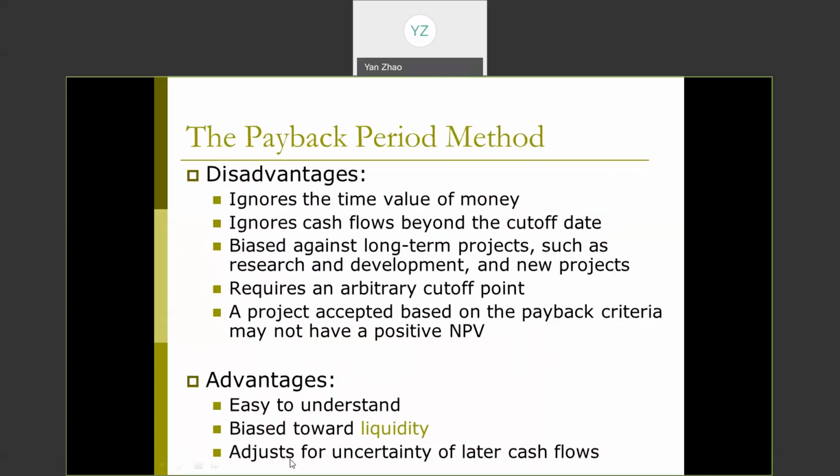And it also adjusts for uncertainty of the later cash flows, because if you are thinking about a 10-year project, if something goes wrong in year 8 and year 9, it can dramatically change your net present value number, right? But if you set the cutoff very short, say 2 years, 3 years, well, you reduce the uncertainty in the future.